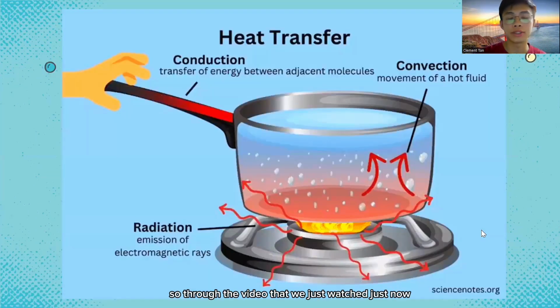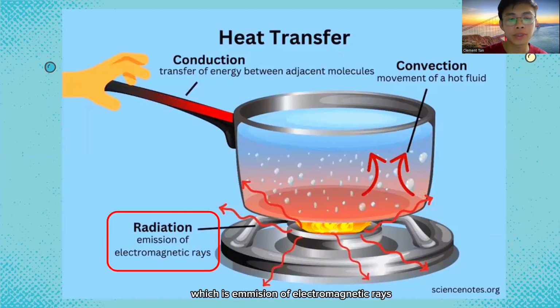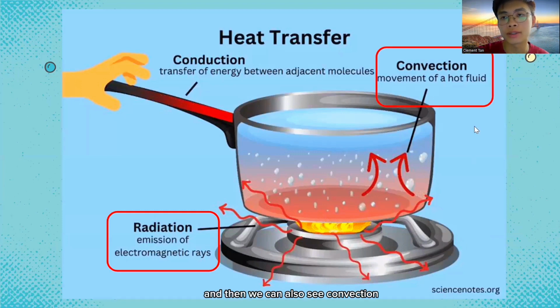Through the video that we just watched, there are two types of heat transfer method that we'll focus on. First is radiation, which is the emission of electromagnetic rays, which we can see from the gas stove transferring the heat through radiation towards the pot itself. And then we can also see convection, where there's movement of hot fluid inside the pot itself.